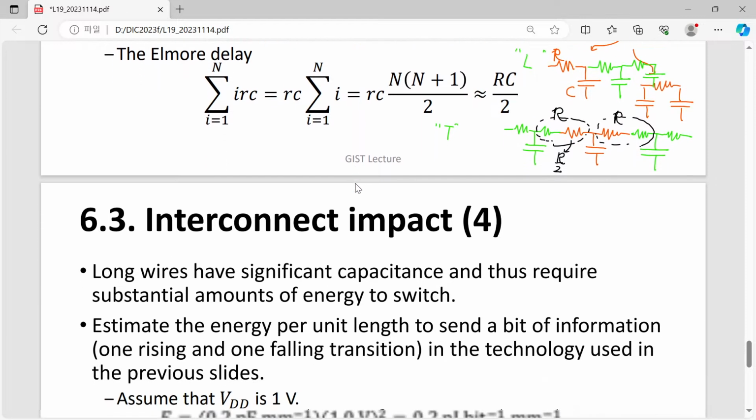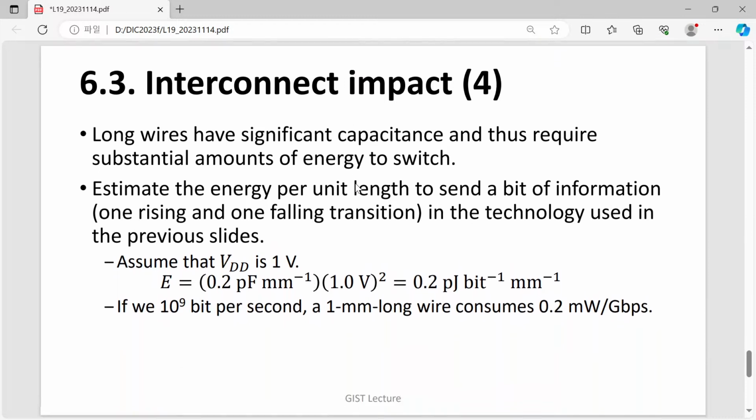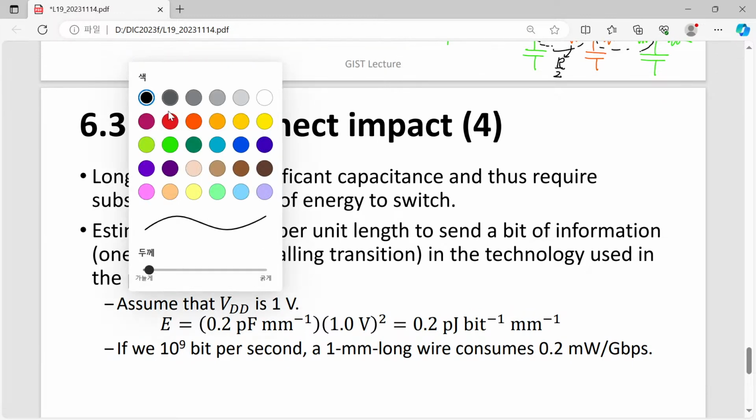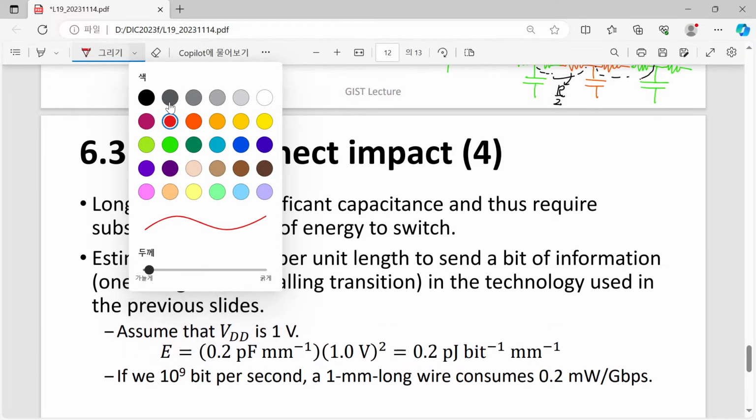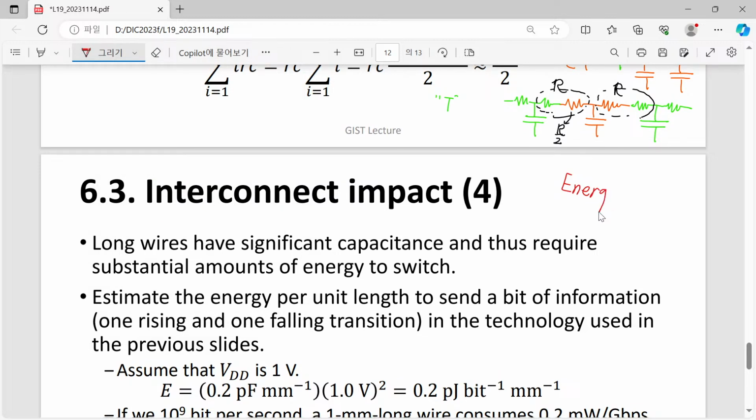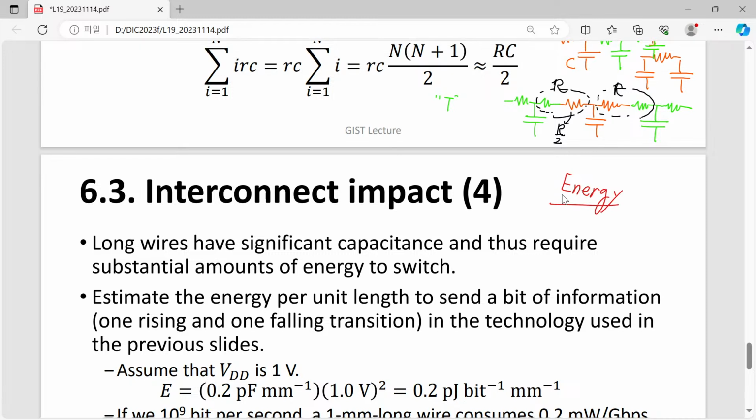So now let's go to our final slide in today's lecture. Up to now we have thought about the delay, but how about the energy consumption? So since we have a capacitor inside our metal, now say that RC, this is a long line.